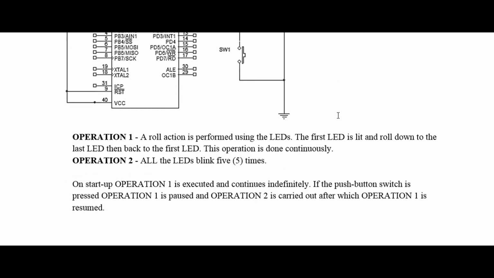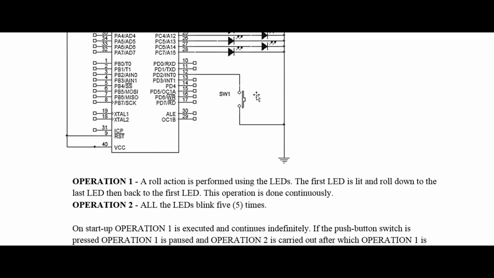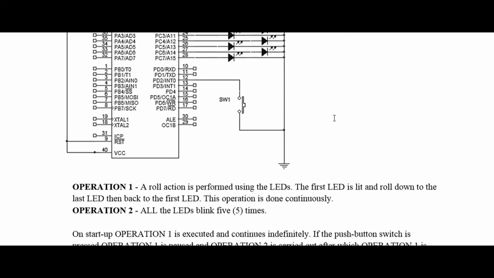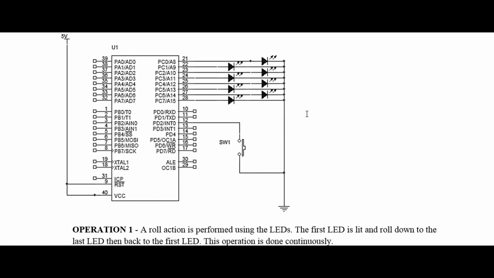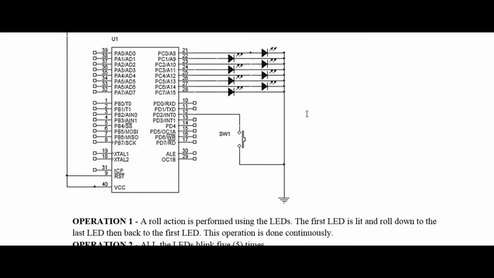On startup, operation 1 is executed and continues indefinitely, which means continuously. If the push button switch is pressed, operation 1 is paused and operation 2 is carried out, after which operation 1 is resumed. As you see, this button is connected to interrupt 0. So this is the interrupt action. When you push this button, the rolling action will stop at the LED which was on last time. Then all the LEDs will blink 5 times and then continue.